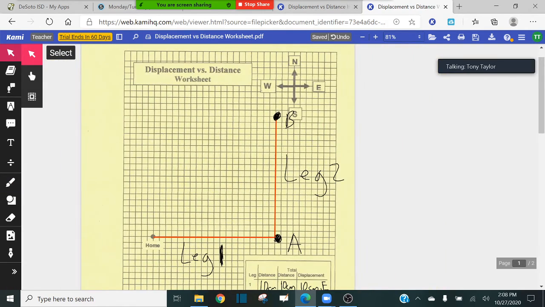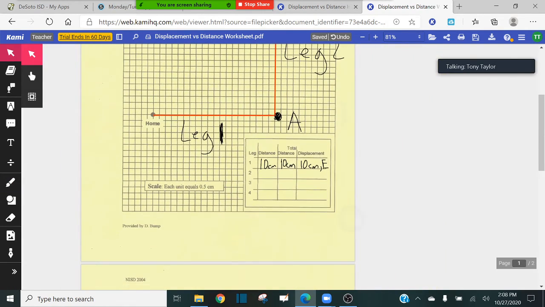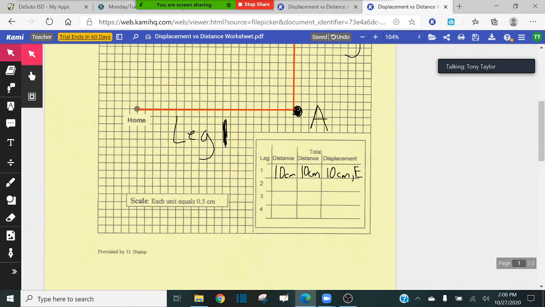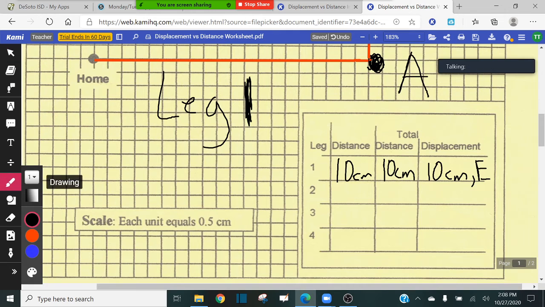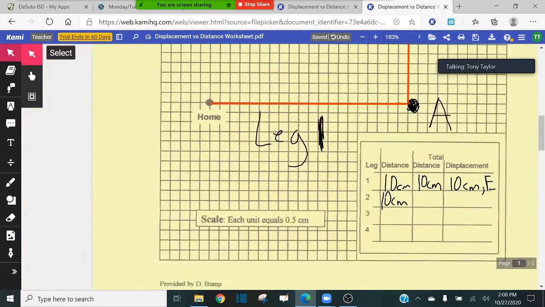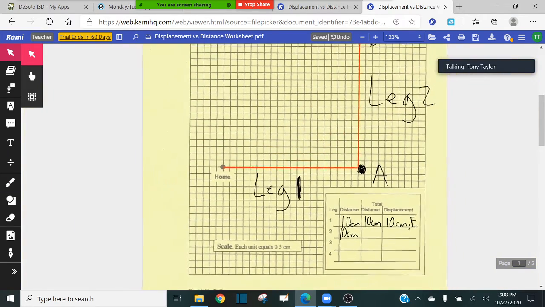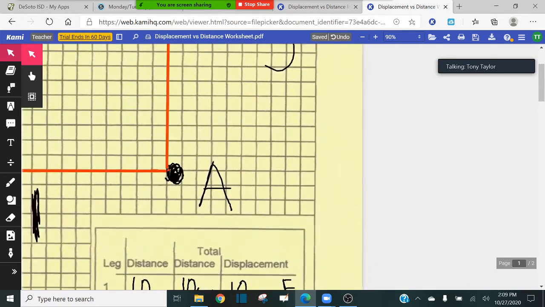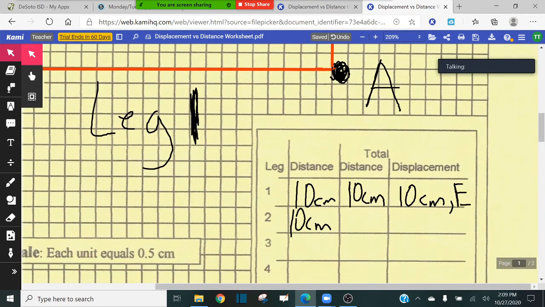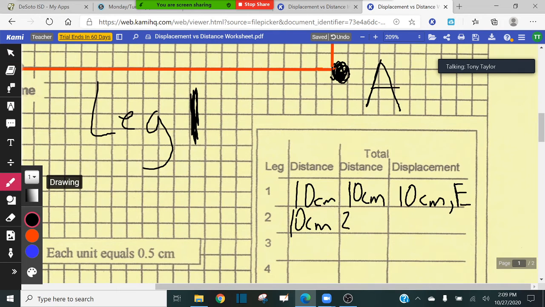So, guys, with that said, let us fill in these blanks here. Leg 2 has a length of 10 centimeters. That's the distance of leg 2. Someone tell me, so far, what is the total distance we walked since we began at our home spot? What is the total? 20 centimeters? Yes, exactly. 20 centimeters is the total distance. All right, so we walked a total of 20 centimeters.